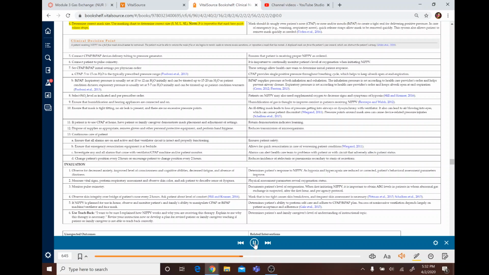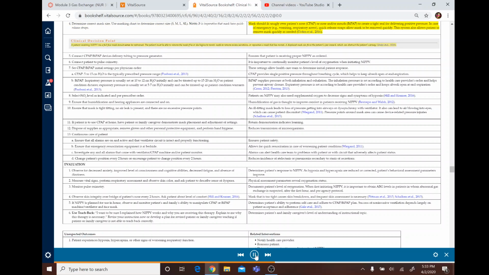4. Determine correct mask size. Use mask sizing chart to determine correct size: S, M, L, XL. Note, it is imperative that mask have quick release straps. Mask should fit snugly over patient's nose (CPAP) or nose and/or mouth (BiPAP) to create a tight seal for delivering positive pressure. In case of emergency, for example vomiting or respiratory arrest, quick release straps allow mask to be removed quickly. This system also allows patient to remove mask quickly as needed, et al., 2016.